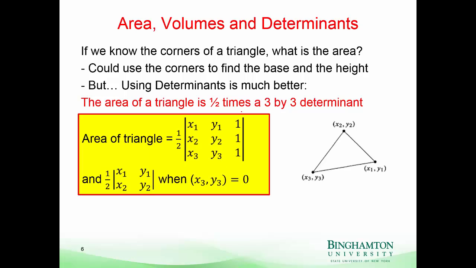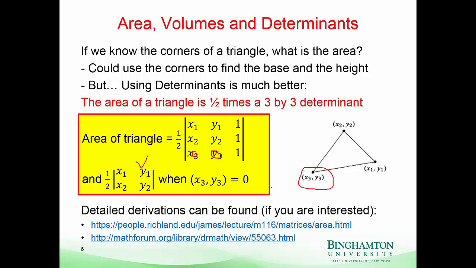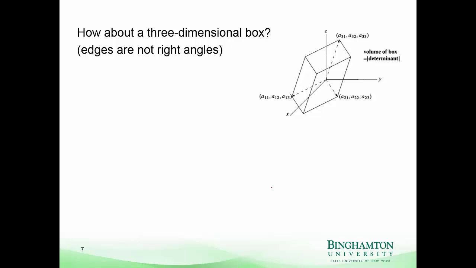And if you anchor any one of the points, but it's easiest to think about anchoring one of those points, x3, y3, if that were anchored to be 0, then we would get a 0 here and a 0 here, and we could use some of our previous ideas to show that this determinant boils down to this determinant. And if you want to see some derivations of why this is true, here's a couple links you can go to. What about going into 3 dimensions?